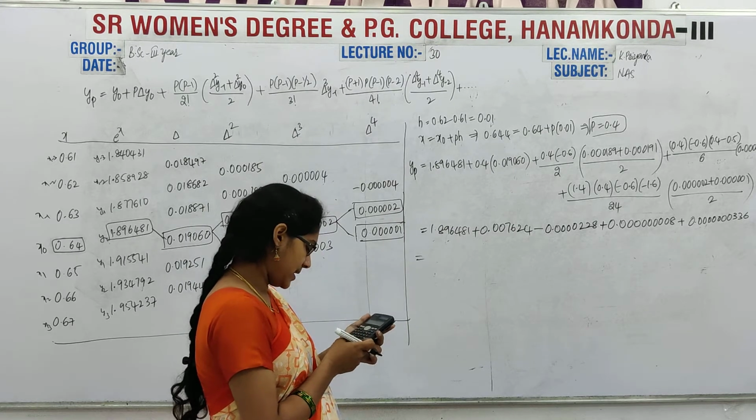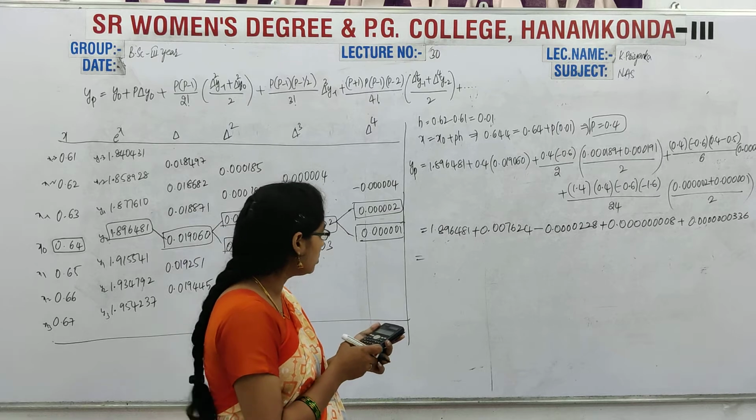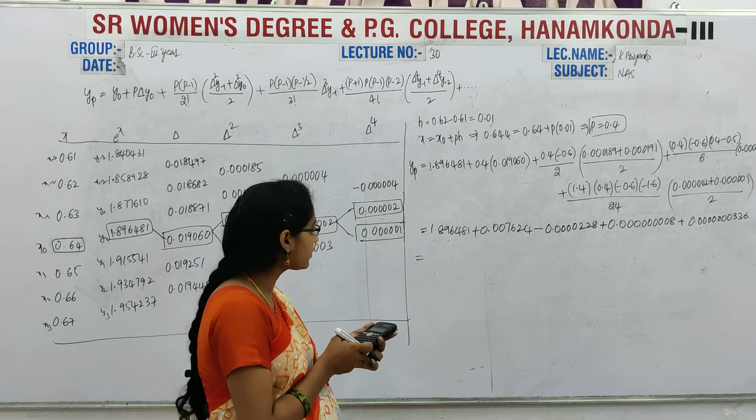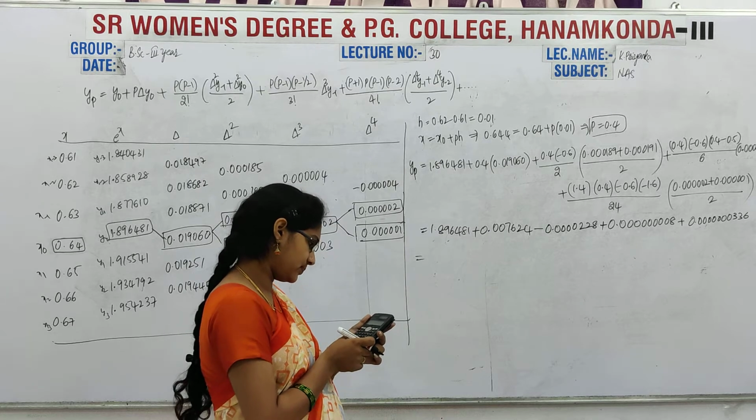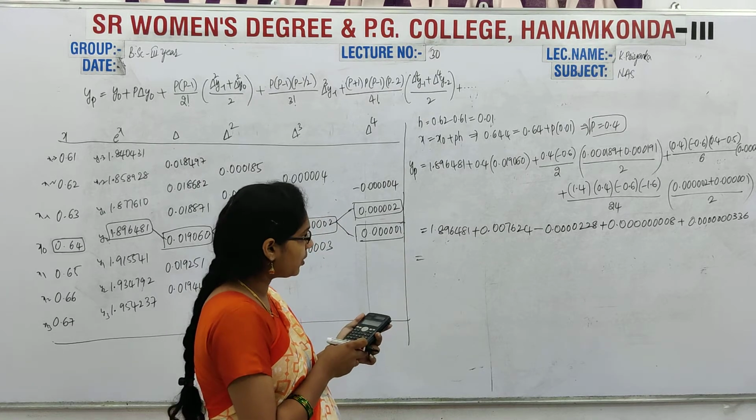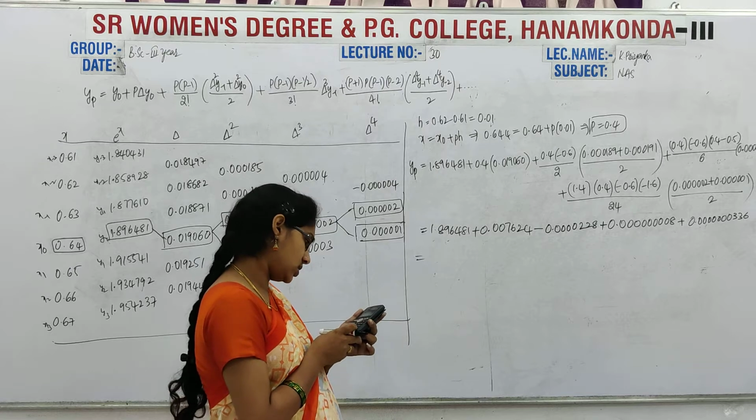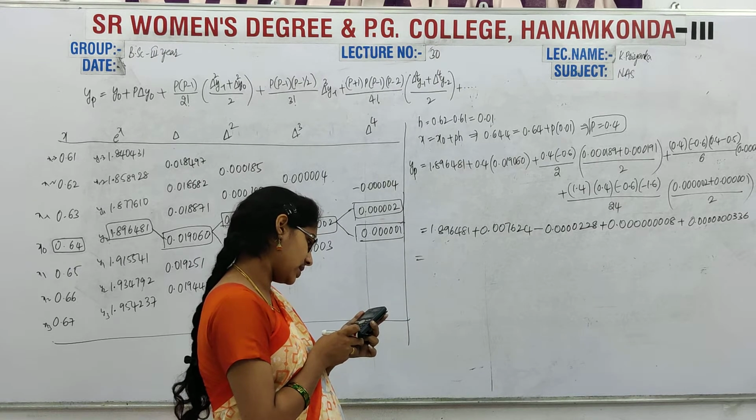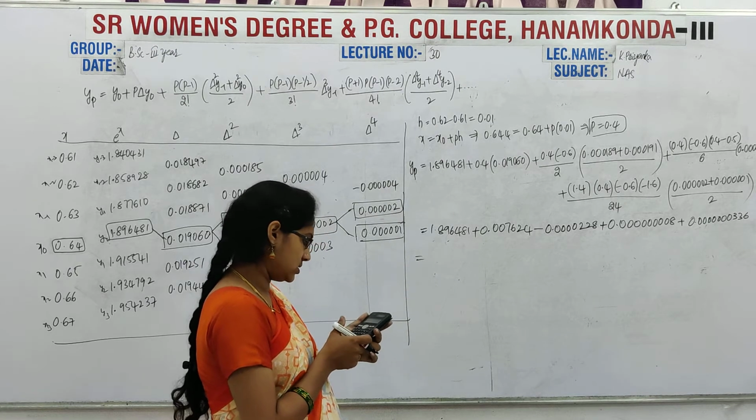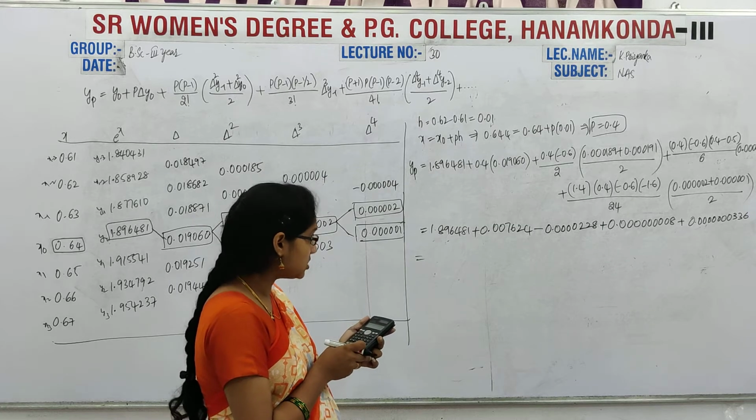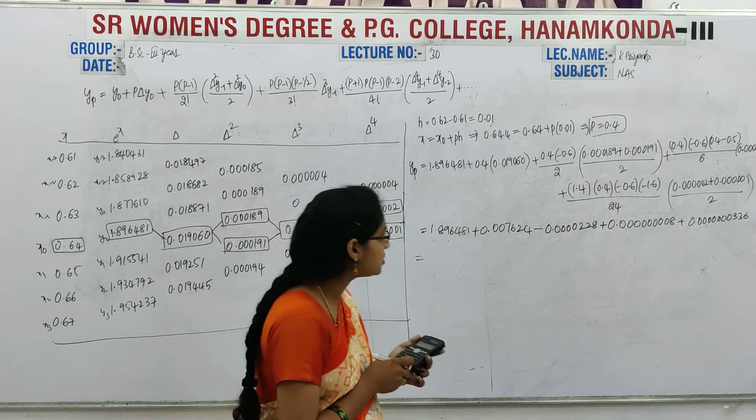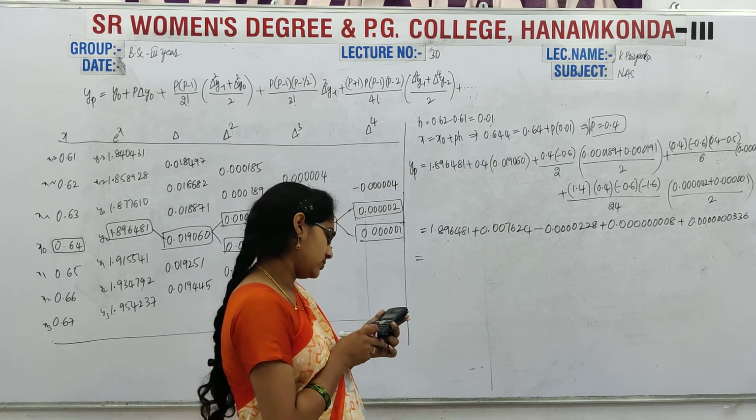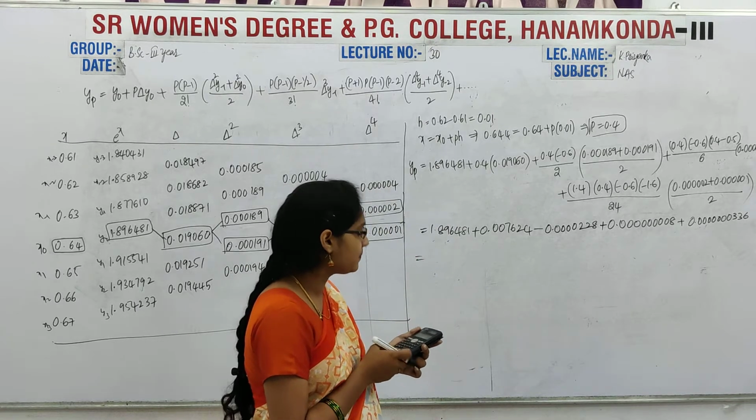1.896481 plus 0.007624 minus 0.0000228 plus 0.80345678 plus 0. How many zeros? 7 zeros. 3, yeah, 4 5 6 7 3 3 6.